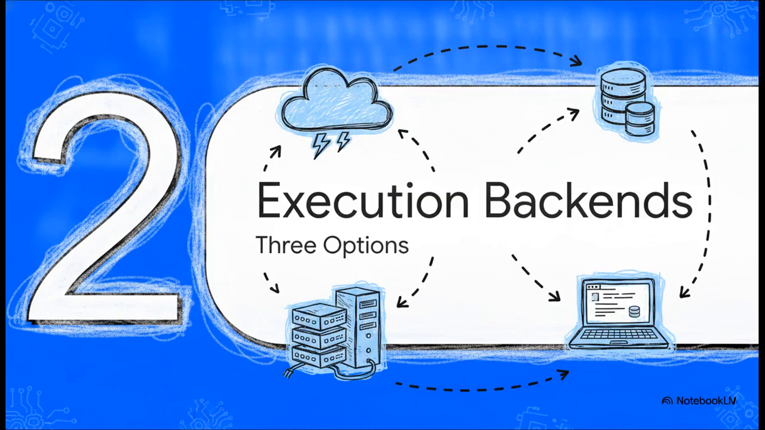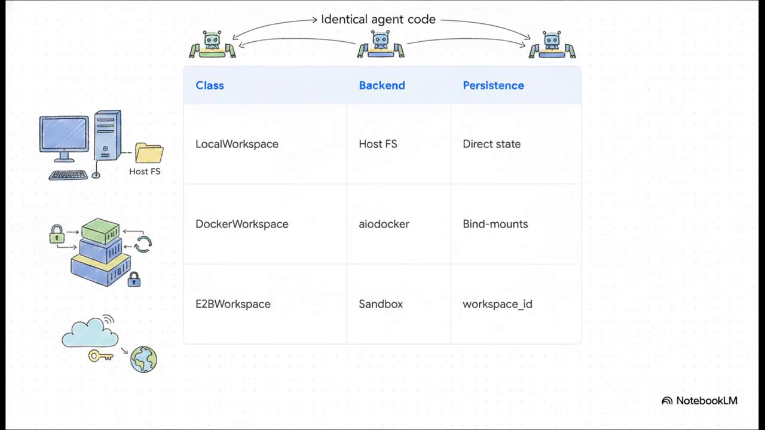Moving on to Section 2, the 3 execution backend options. Now, what's really interesting here is how the exact same agent code can run across 3 vastly different persistence models, literally without changing a single line of logic. First, you can use the LocalWorkspace for direct host storage, persisting state right there in a local working directory.